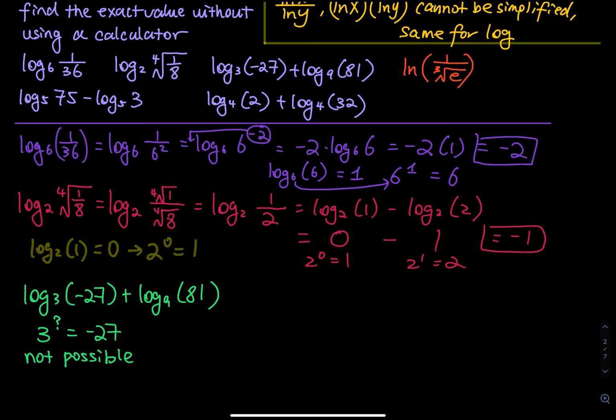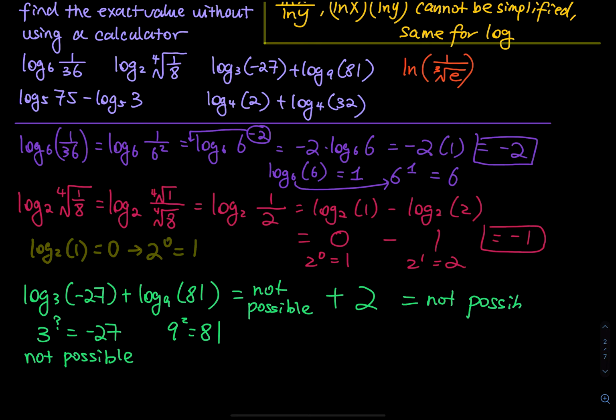Negative. If you have a negative 3, then there might be a chance, but this is a positive, so that is not possible. And then the other one, 9 squared is equal to 81, so log base 9 of 81 is equal to 2. So basically you have a not possible, which is the log base 3, and then plus 2. Well, the answer is just not possible because you cannot evaluate the first one. No solution, no answer. There is no way to answer that.